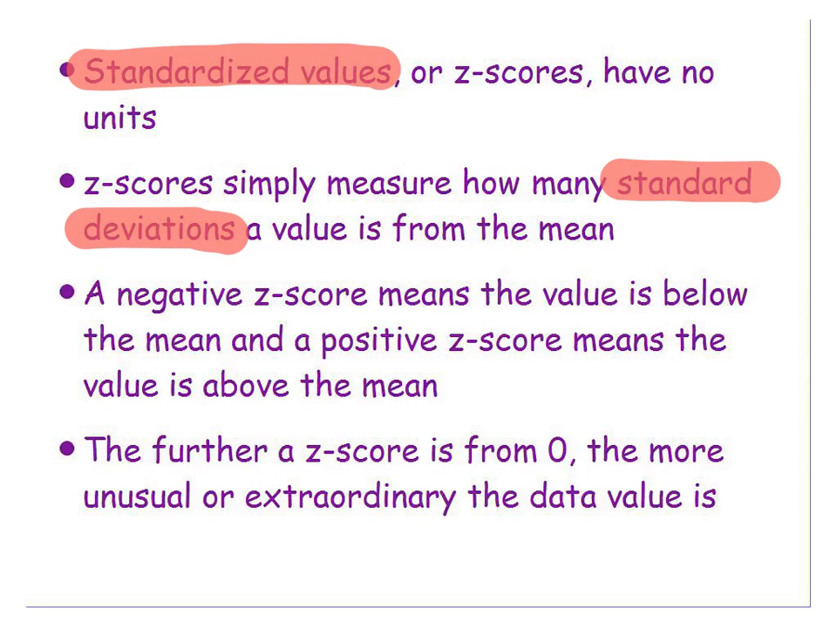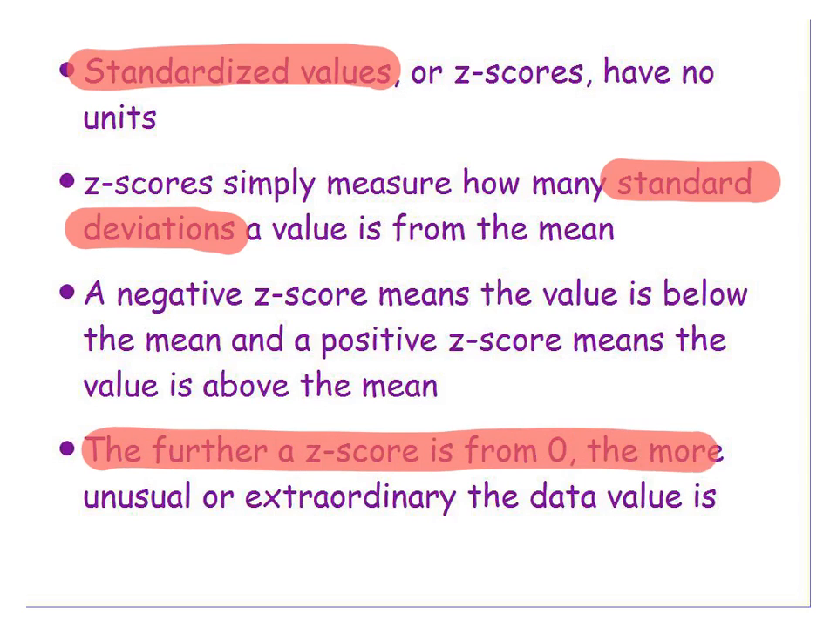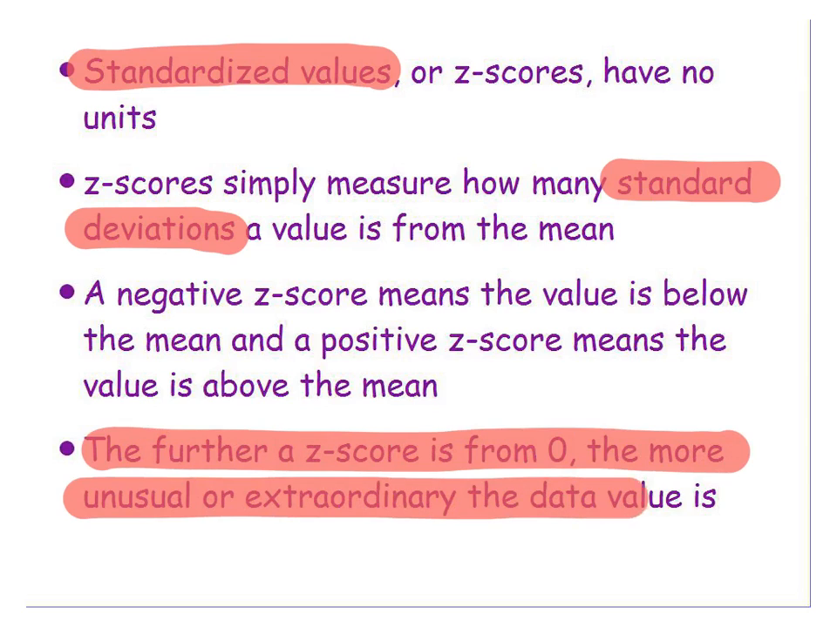Don't be surprised if that pops up on a test question. So a negative Z-score simply means that the value is below the mean, and a positive Z-score means the value is above the mean. Now, the further a Z-score is from 0, because 0 is the middle, the more unusual or extraordinary the data value is. So when you're asked which one is more extraordinary or compare them, the further it is from 0, the more unusual or extraordinary the data value is.